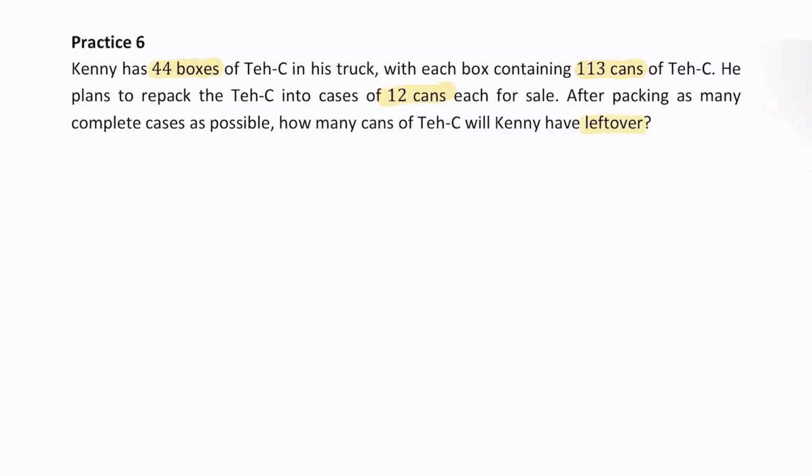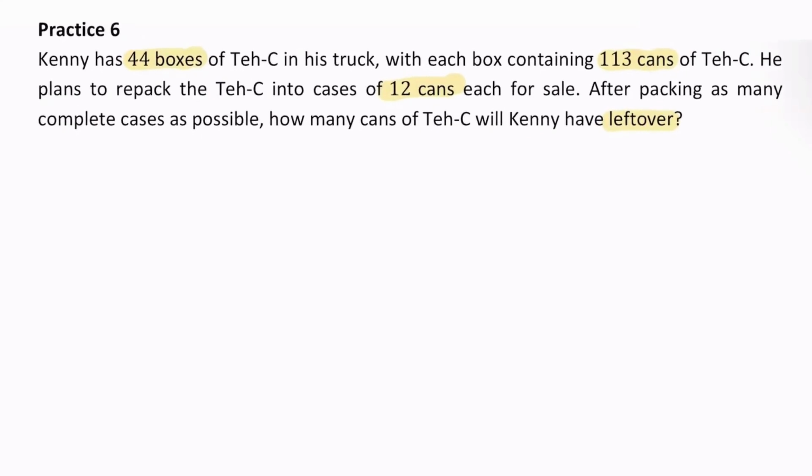So the question is essentially saying that Kenny has 44 times 113 cans. Then he wants to take this mod 12 to see what the remainder is when I divide this by 12. Just find the remainder of each one individually, then we multiply them together. Now, most students would multiply 44 by 113 first, then divide by 12. That's the long way. But here's what smart mathematicians do.